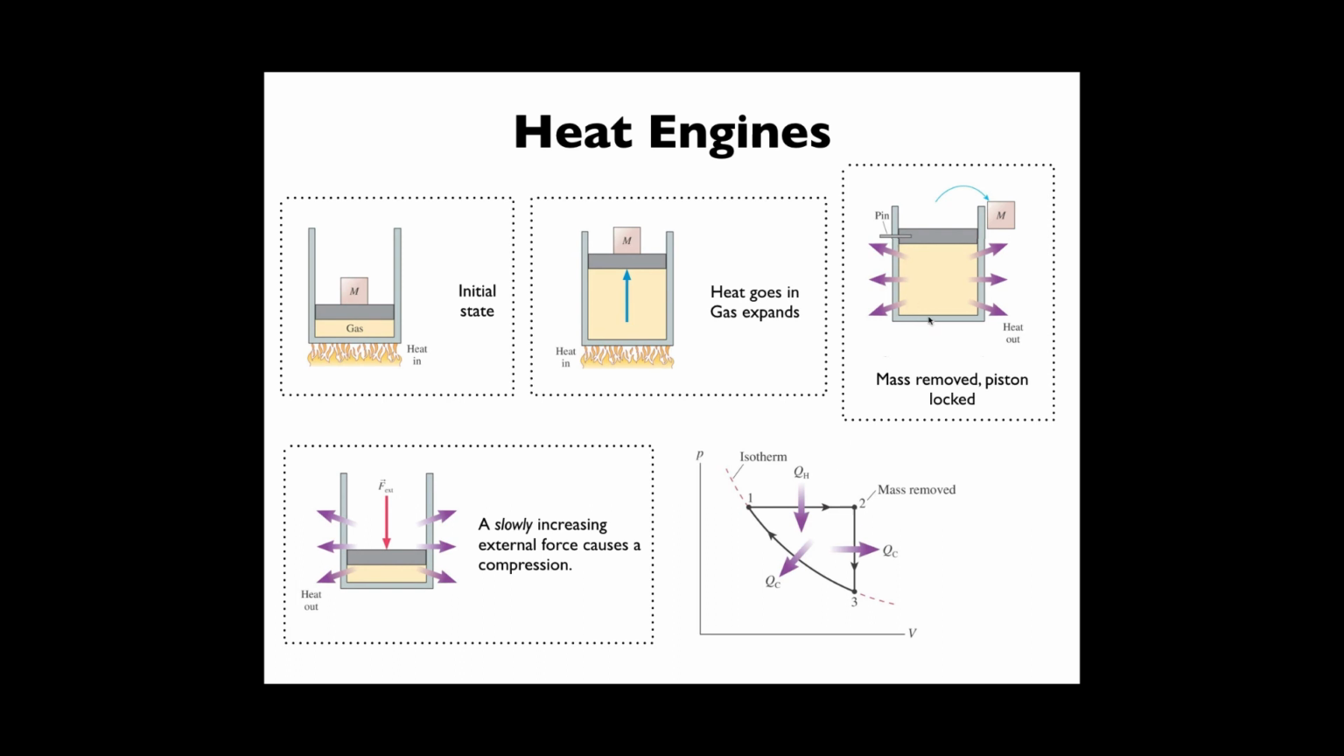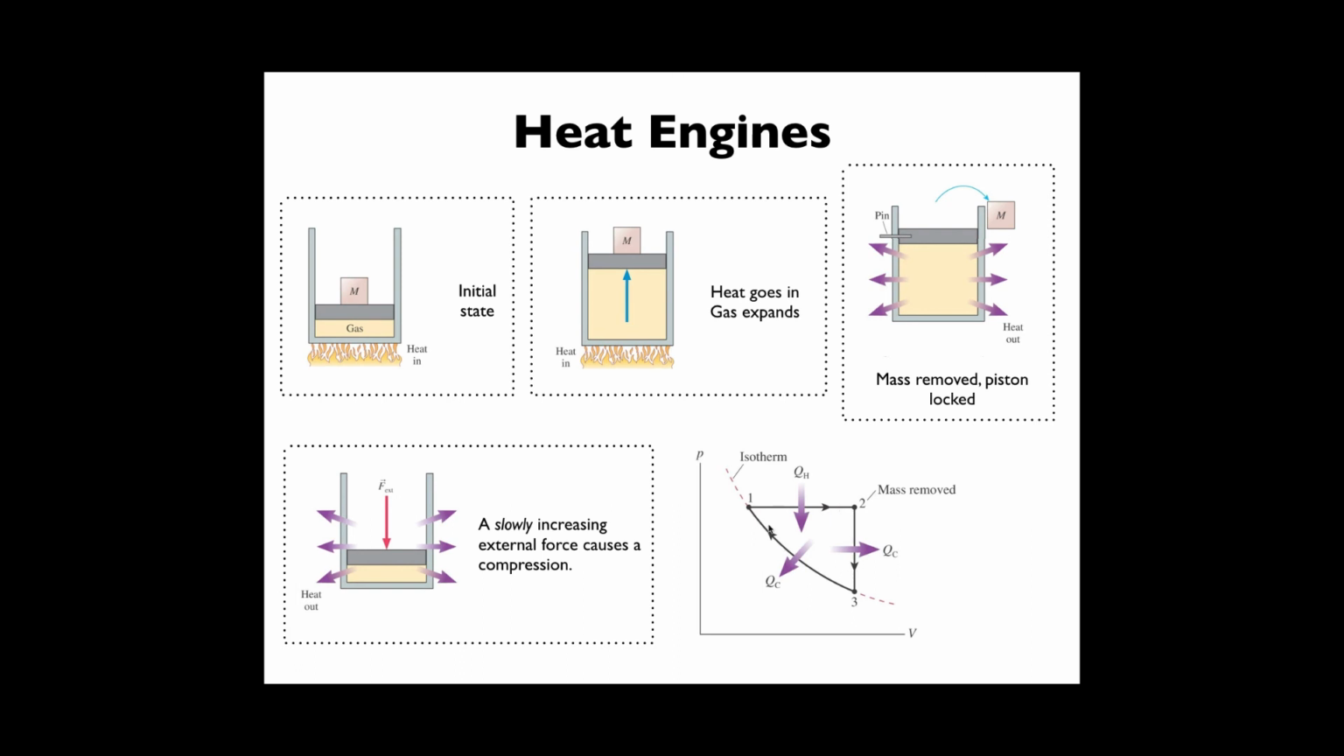Here you remove the mass, okay, lock the piston, then you get isochoric cooling. So heat's going out of the system as you go from two to three, and you can see it's isochoric because it's vertical. Then last but not least, okay, you slowly increase the force, meaning you have an isothermal compression, all right, and heat leaves your system while you do this slowly. So this is your PV diagram for this heat engine. And since you get back to the same state at the end, you can start this all over.